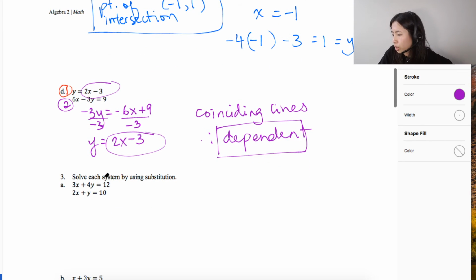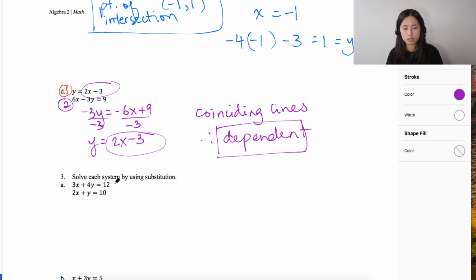Okay, let's move on to number 3. Now this is a little bit different because we're solving each system using substitution. So far, the previous questions we've been doing, we're trying to figure out if they're coinciding, if they're intersecting, and if they're parallel lines. But now we're actually looking at substitution. We're trying to solve x and y through substitution. And later on, we're going to look at elimination.